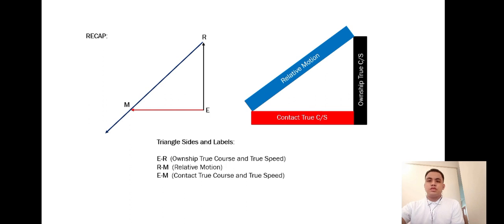So it's the same as the last. It's just a recap of the triangle, sides, and labels. As you can see, from E, or our ship position, to the R, or our own ship true course and true speed, and E to the M is the contact's true course and true speed, and R to M is the relative motion. So relative motion will be discussed by Cadet Tabia.